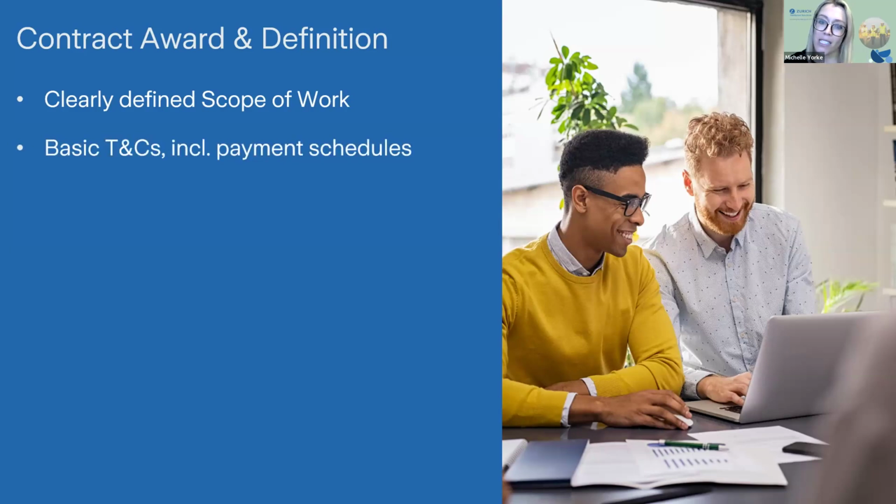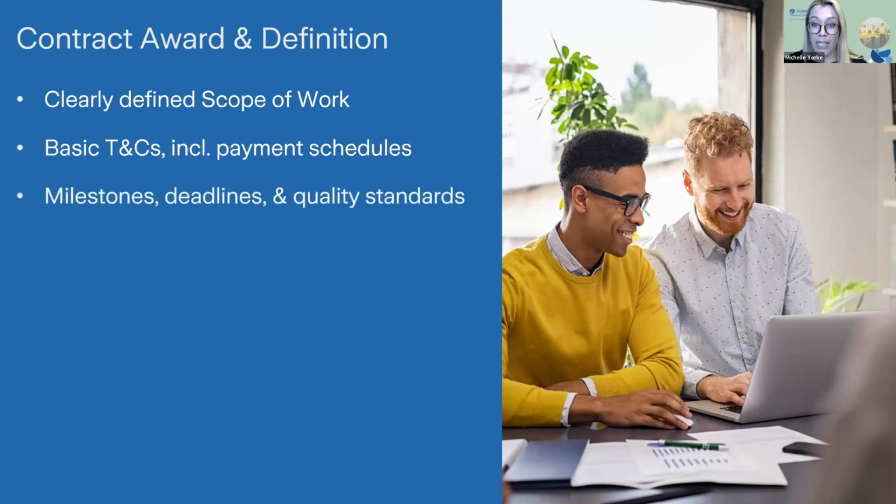Also outline basic terms and conditions, and you might want to have some legal input into those, including a straightforward payment schedule. And then set some clear milestones and deadlines to track progress. And you want to specify essential quality standards, such as specifying the types of materials that are allowed to be used or not, and adhering to industry best practices and meeting predefined benchmarks for workmanship.